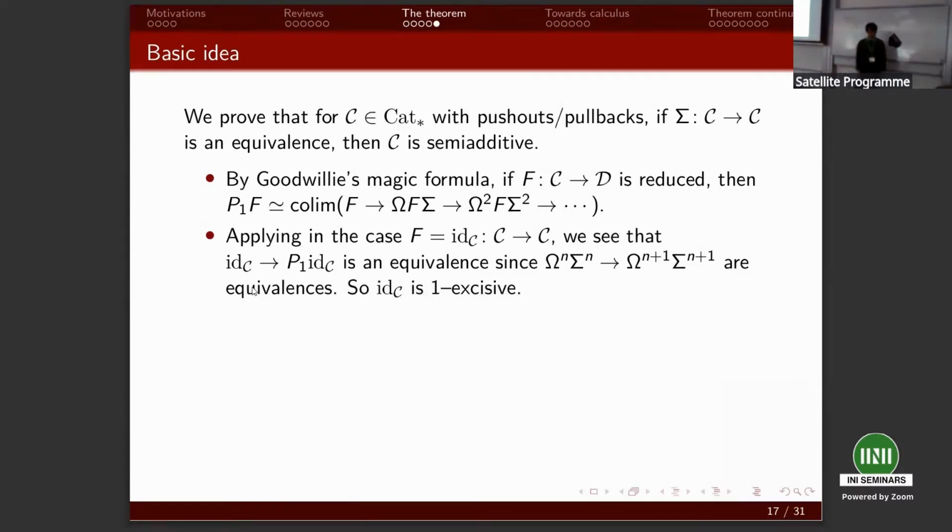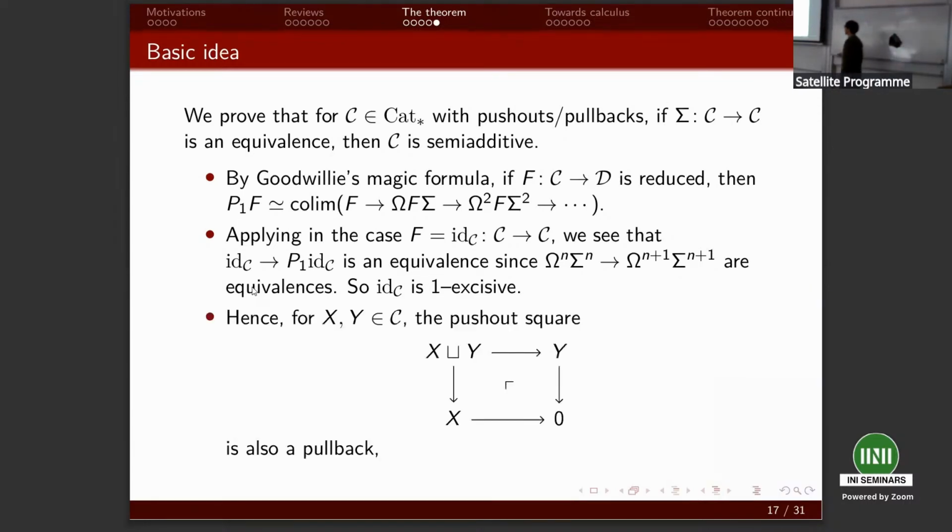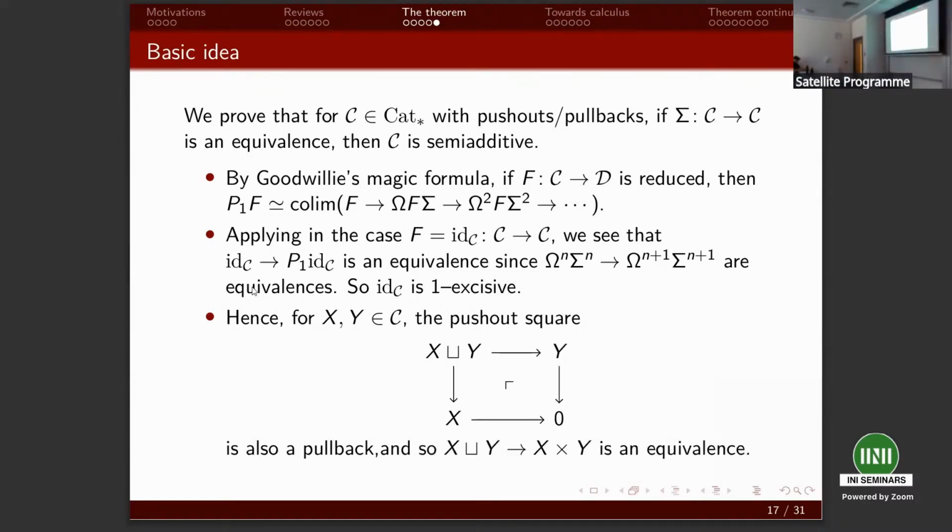And so then you can look at the square that we also saw in Christine's talk today, I think. Namely, you have this push-out square involving the co-product. But because the identity was one excisive, there's also a pullback square, i.e. X co-product Y is also known as X times Y, or as semi-additive.